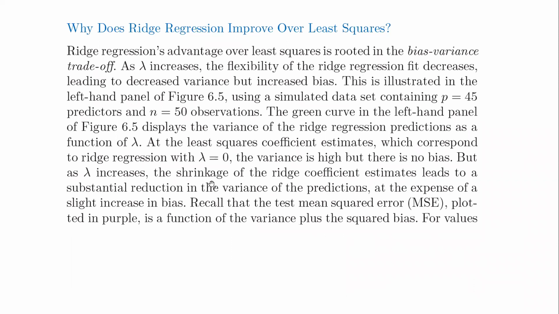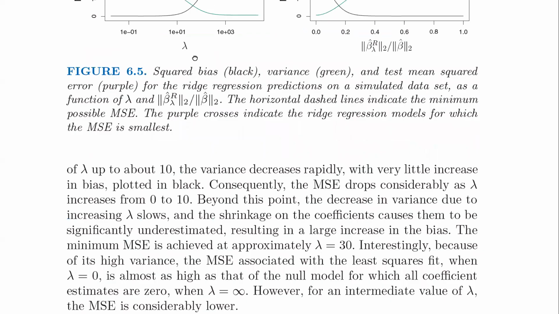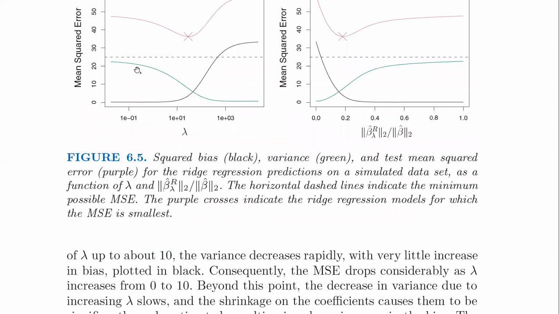But as lambda increases, the shrinkage of the ridge coefficient estimates leads to a substantial reduction in the variance of the predictions at the expense of a slight increase in bias. Recall that the test mean square error, plotted in purple, is a function of the variance together with the squared bias. For values of lambda up to about 10, the variance decreases rapidly with very little increase in bias, which is normally what you want.